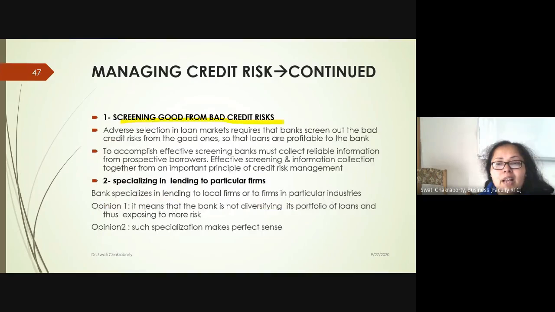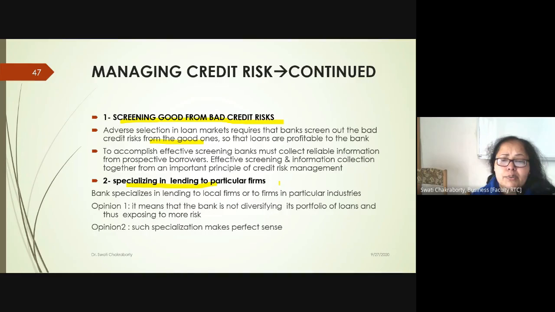Screening good from bad credit risk. Adverse selection in the loan market requires that banks screen out the bad credit risks from the good ones, so the loans are profitable to the bank. They need to have reliable, complete information about their prospective borrowers. Proper screening and proper information collection will help in minimizing this risk.